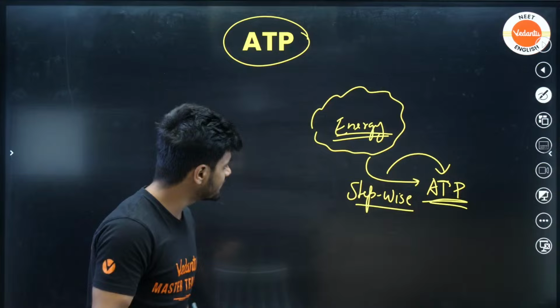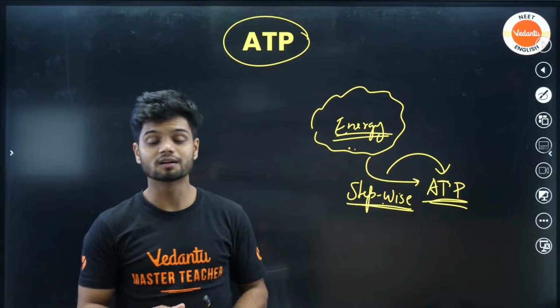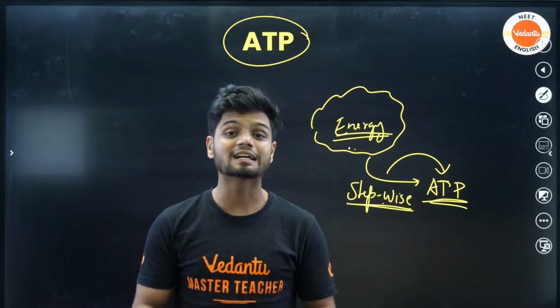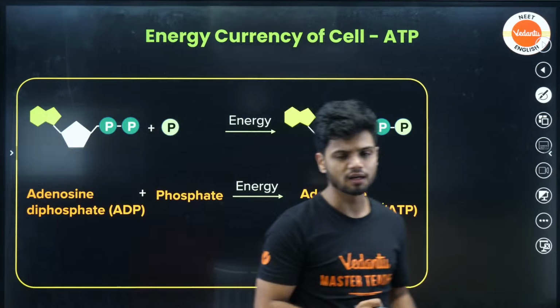Every single step, there is conversion of energy. And in certain steps, we form ATP. That is the importance of ATP. And ATP is also called as your energy currency of the cell. I'll tell you in a while why it is called as energy currency of the cell. Wait a minute for that. Now, before that, I want everyone to understand how the ATP formation happens.